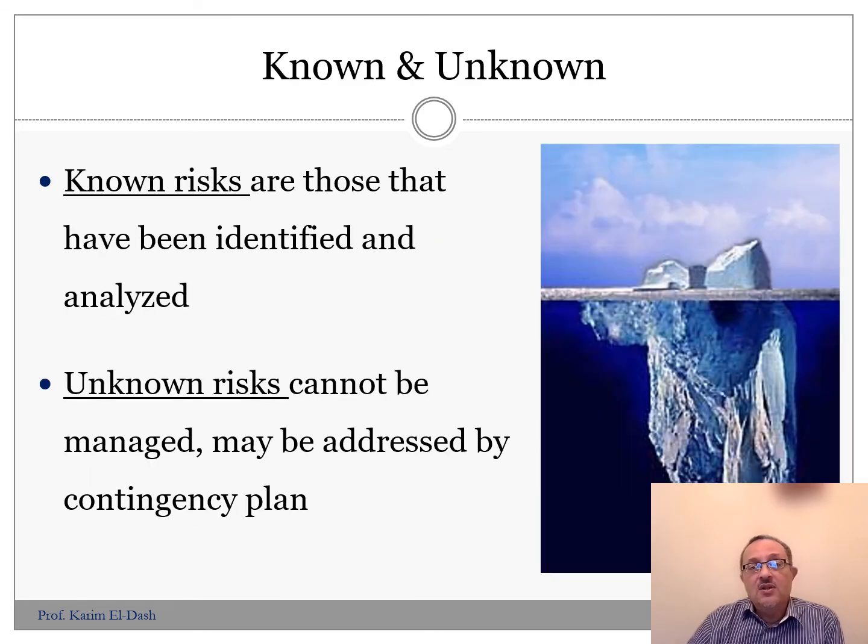Okay, now about known risks and unknown risks. We are trying to make a categorization for the identified risks. How can we identify risks and how are we going to categorize those risks? We have what's called known risks and we have what's known as unknown risks. Known risks are those that have been identified and analyzed because we know them, we have experience with them. Those risks happened already.